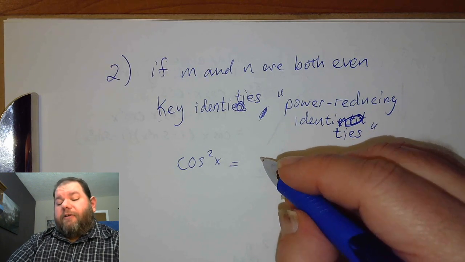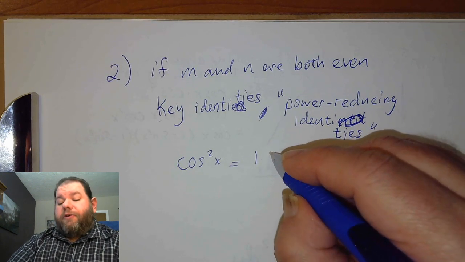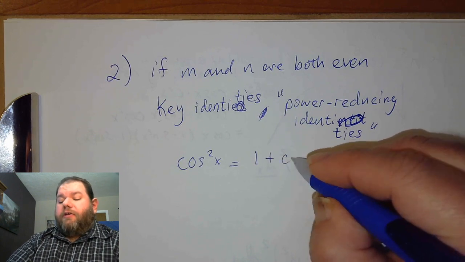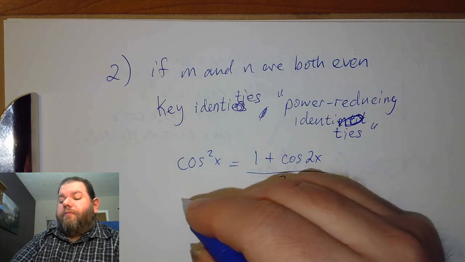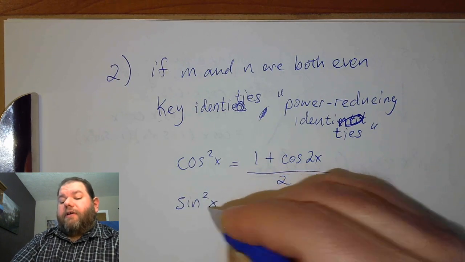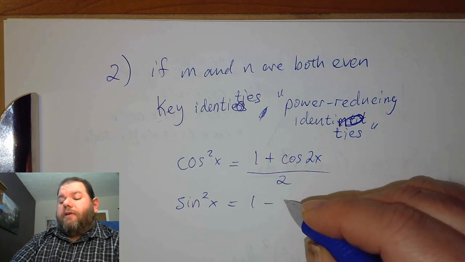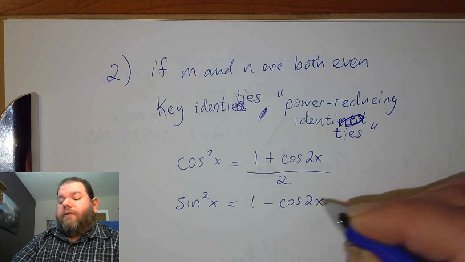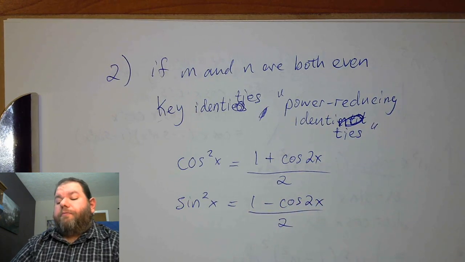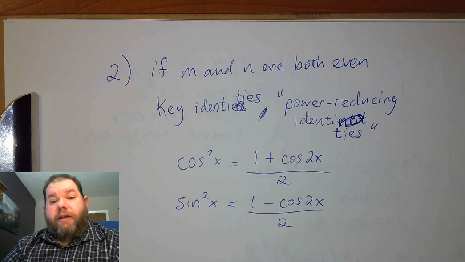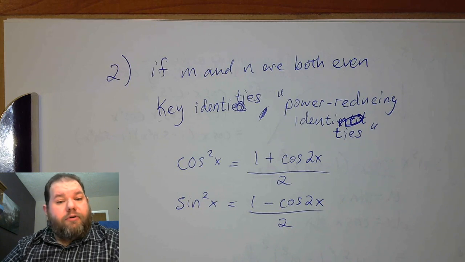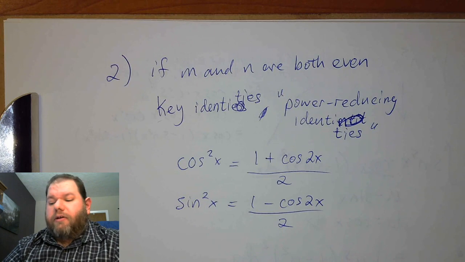Cosine squared of x, our identity that we use here, is 1 plus cosine of 2x over 2. And then sine squared of x is equal to 1 minus cosine of 2x over 2. Now, these two formulas are based on the double angle identities for cosine of 2x, but we've solved them for different terms instead.